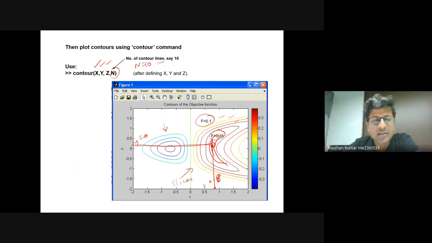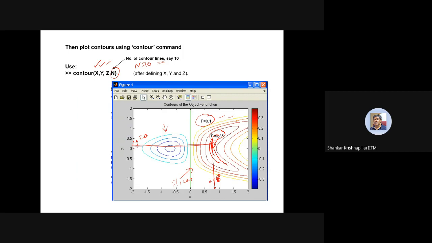What I mean to say is, if you go to the previous one, y is 0 because this is actually symmetric about the y-axis. So maxima will occur only here. Okay, y will be 0, and x will be roughly around 0.8. Or what did you say?